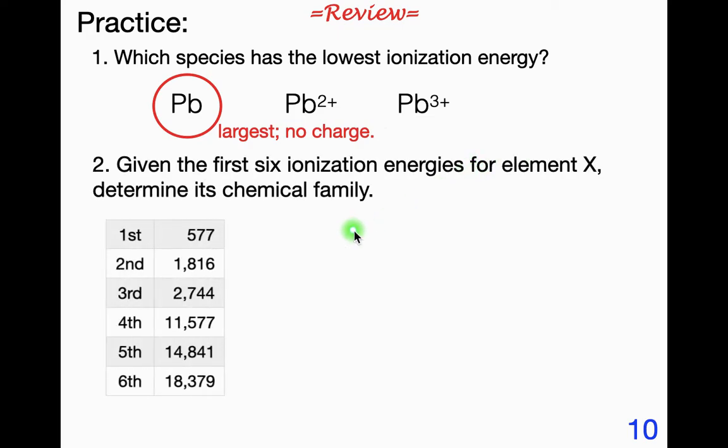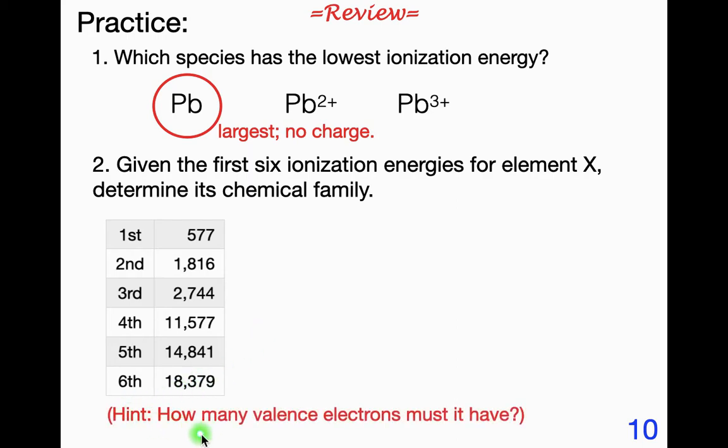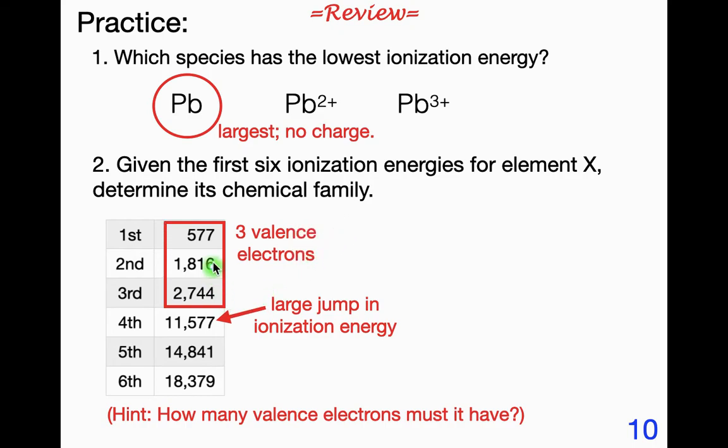All right, now let's look at successive ionization energies. Given the first 6 ionization energies for element X, determine its chemical family. So we can see the first electron, the amount of energy, the second, third, etc. Well, the big hint here is how many valence electrons must it have? So to answer that question, we just need to see, well, where is there a big jump in ionization energy? And we can see that happens at the 4th ionization energy. It steadily increases, but after the 3rd electron is removed, it goes up about 5 times as much, which tells us that we have 3 valence electrons.